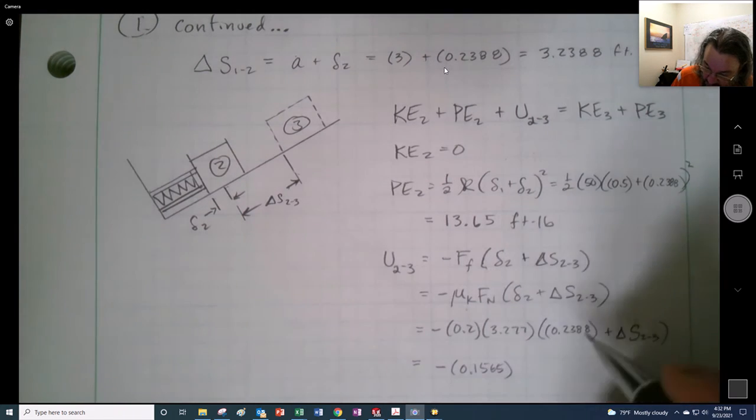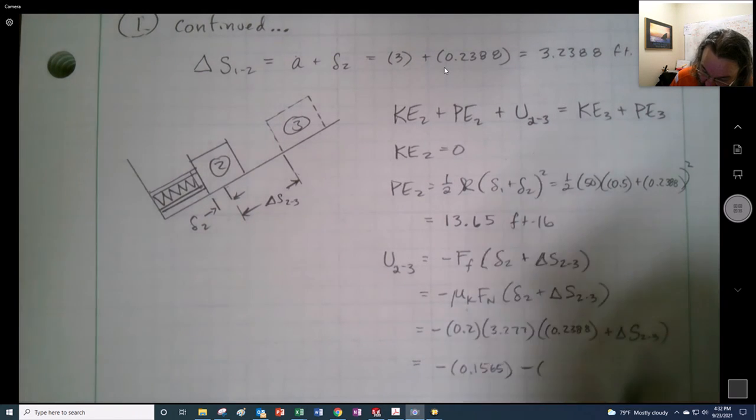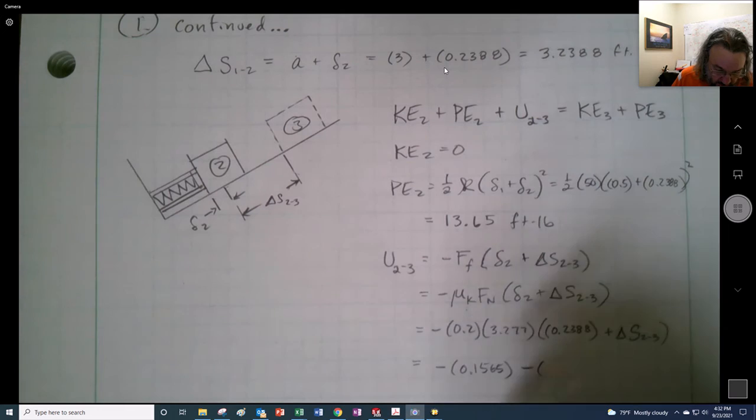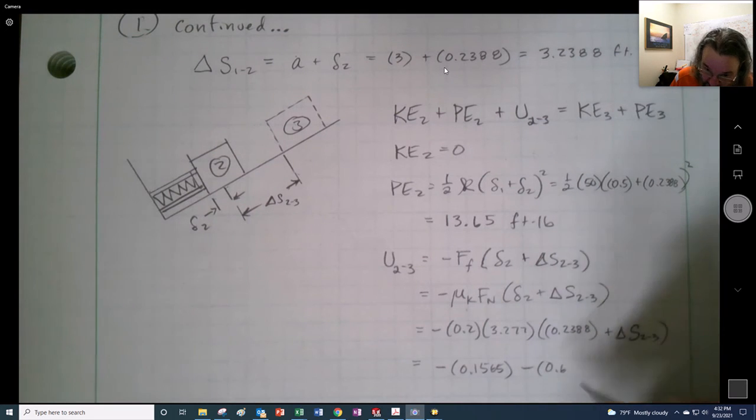0.1565, and then a negative, and that's the same thing. I should have just stored that somewhere because I've written that down several times now. It's the 0.6554. Delta S 2 to 3.